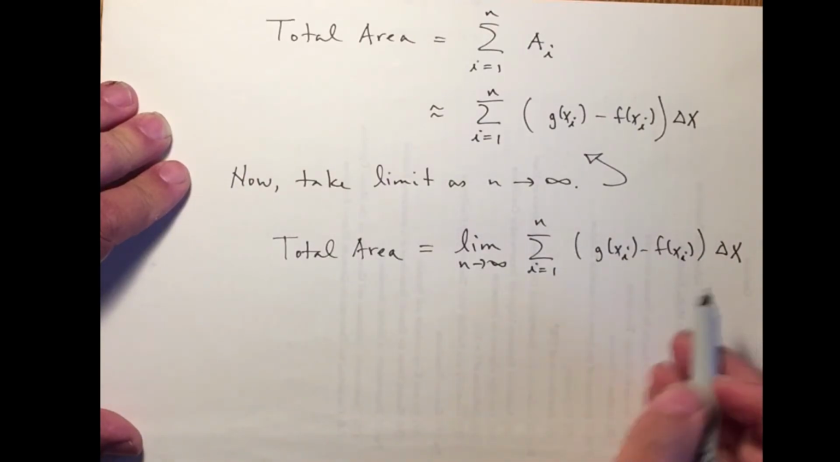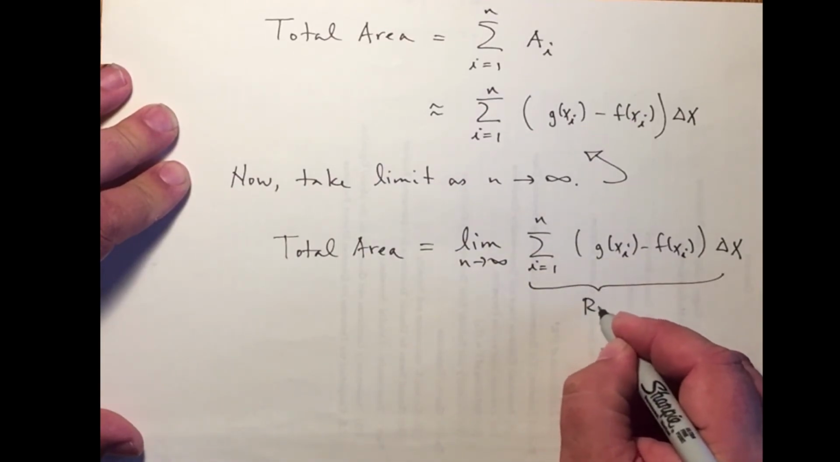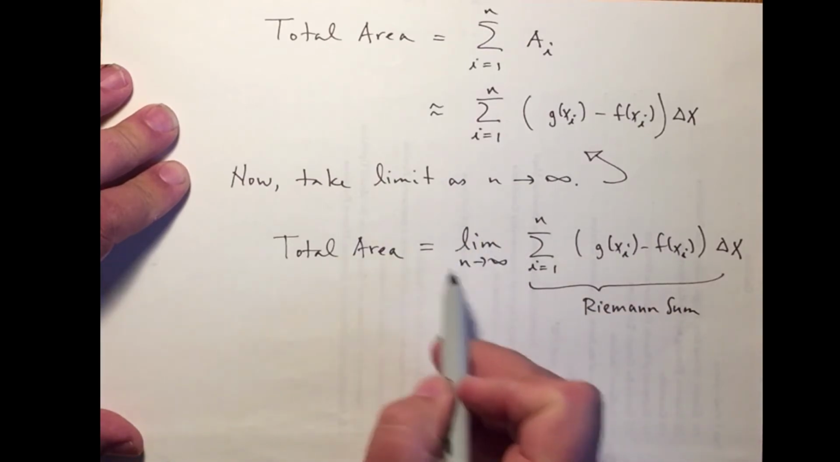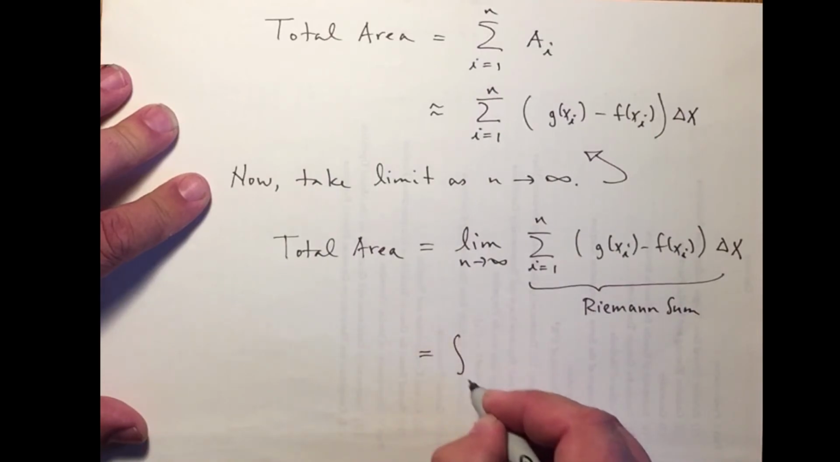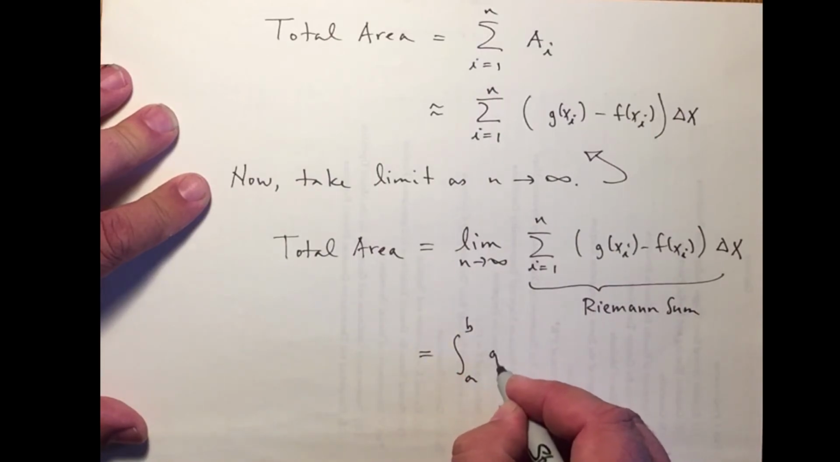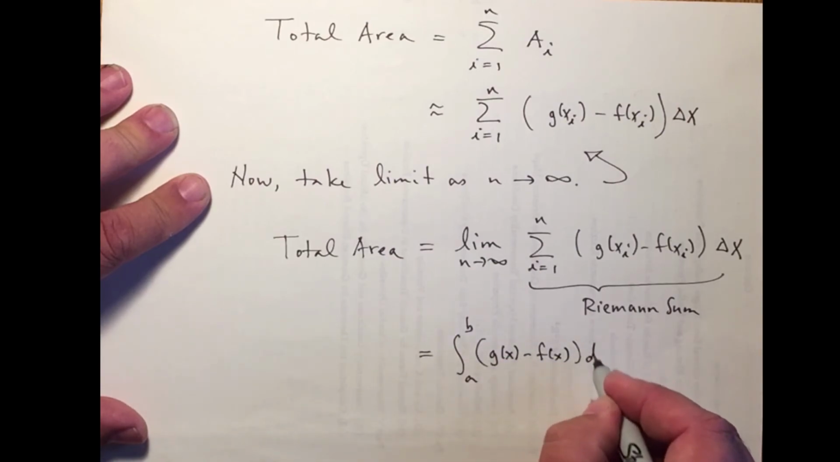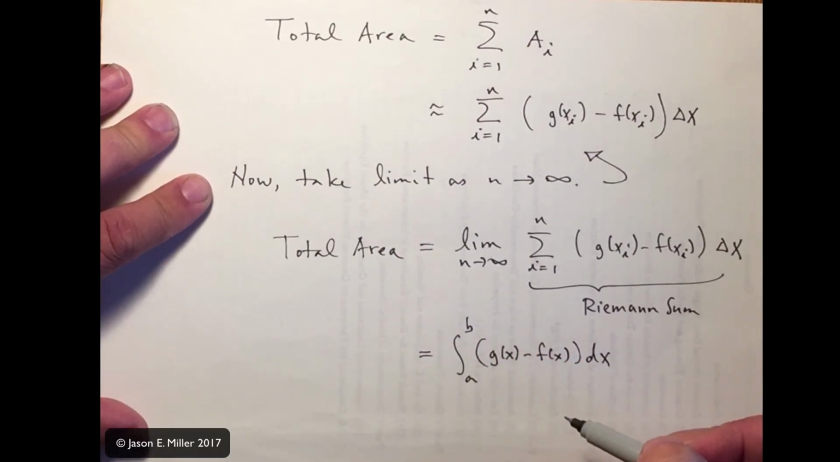And so here's the limit of the right-hand side. But this here you'll recognize as a Riemann sum. And with this limit in front of it, this is exactly the definition of a definite integral. Hence, we've derived a formula for the area between two curves and given it in terms of a definite integral. Ta-da.